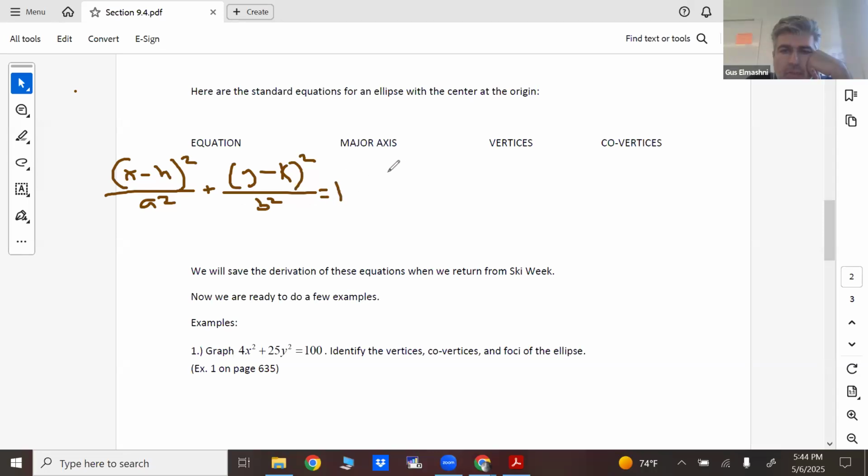And the major axis would be horizontal. I'll explain what that means in a moment. The vertices would be H plus or minus A, comma K.